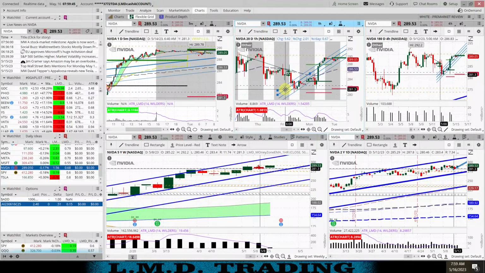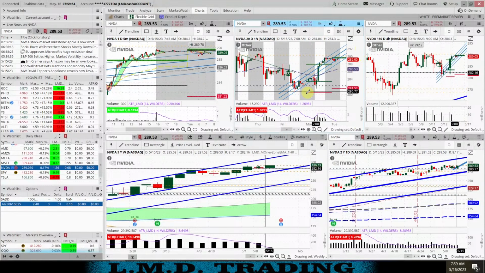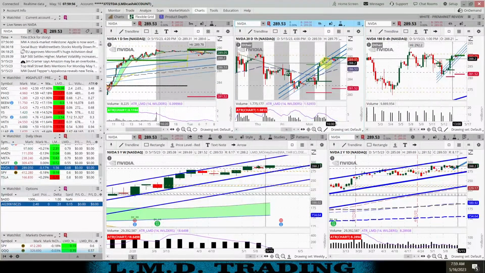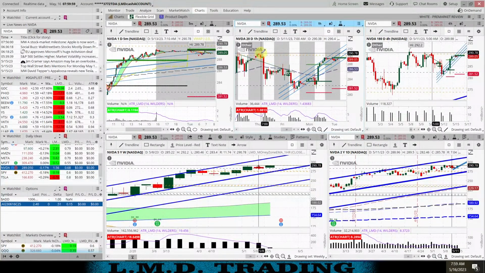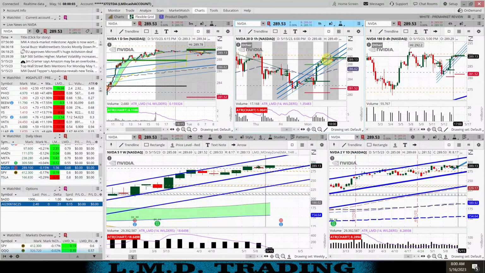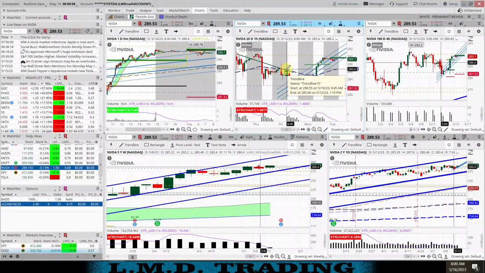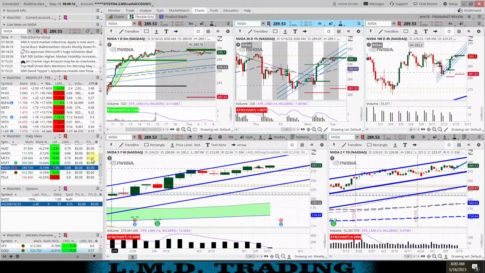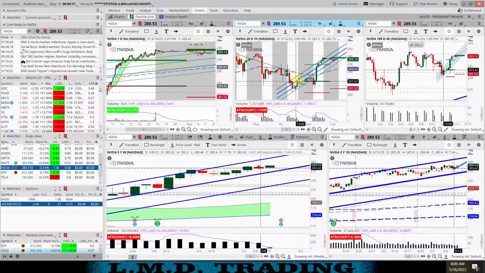There we go. Oh, wow. Come on. There it is. So we're in this little up channel. If you come over here, you do see a little lower high right there, but we don't have as many points touching as we did on those previous ones. So that's what I see on NVDA, still in an hourly uptrend.